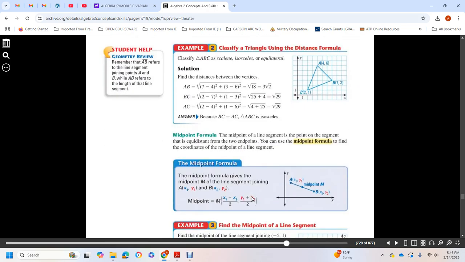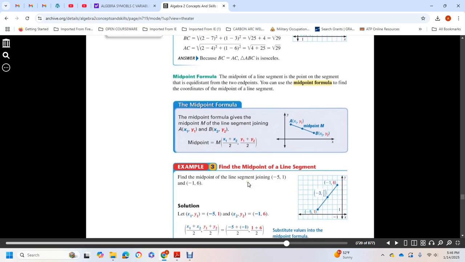Midpoint formula. The midpoint of a line segment is equal in distance from the two endpoints. Use the midpoint formula to find the coordinates of the midpoint of the line segment. Given the midpoint M of the line segment joining A (x1, y1) and B (x2, y2), the midpoint is M equals x1 plus x2 over 2, and y equals y1 plus y2 over 2. That gives you the midpoint.